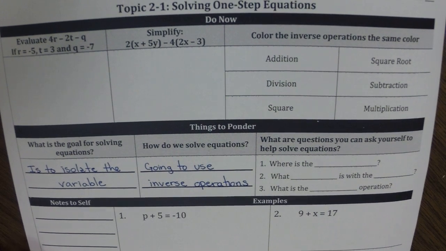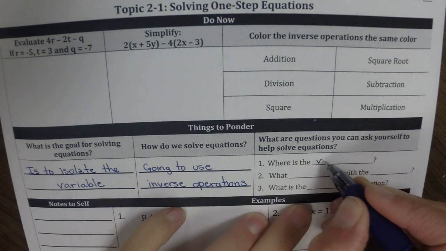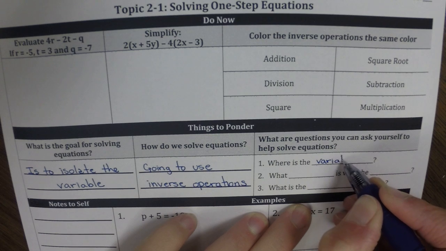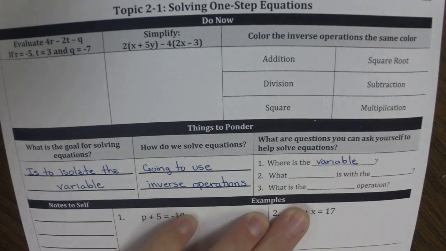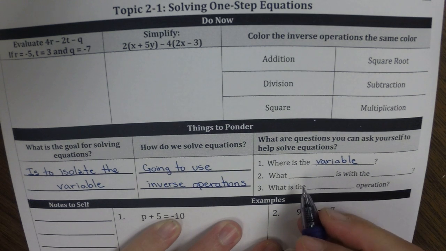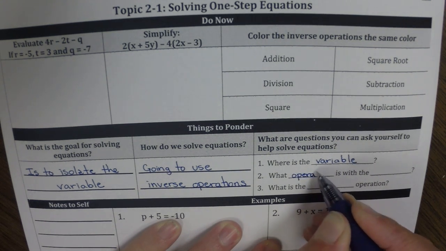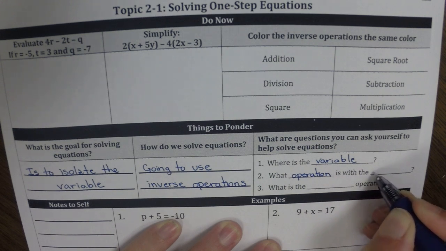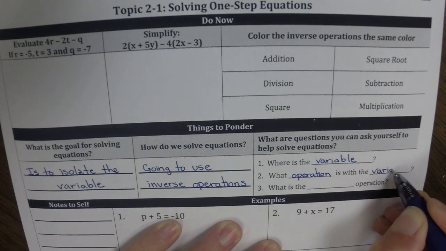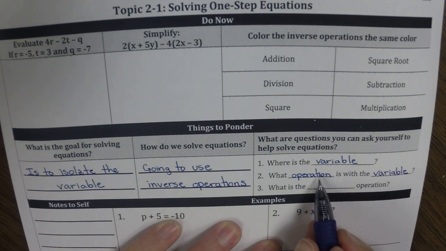And then the third part, it says, what are some questions that you could ask yourself in order to help you solve equations? So the first question you want to ask yourself is, where is the variable? In other words, what are we trying to get by itself? The second question is, what operation is with the variable? In other words, are we adding, are we subtracting, are we multiplying, are we dividing?